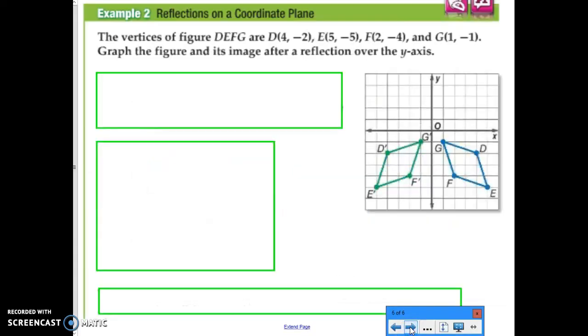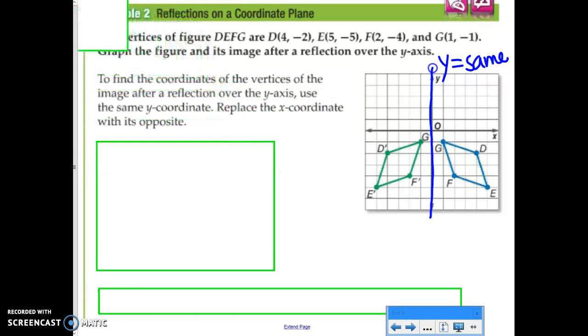So let's take a look at the last example. It says the vertices of figure DEFG are D is (4, -2), E is (5, -5), F is (2, -4), and G is (1, -1). It says graph the figure and its image after a reflection over the y-axis. So here, over the y-axis, we know right now in our head that the y-coordinate is going to stay the same. So let's read what it says. It says to find the coordinates of the vertices of the image after reflection over the y-axis, use the same y-coordinate and replace the x-coordinate with its opposite. So let's see if we can find what these values are.